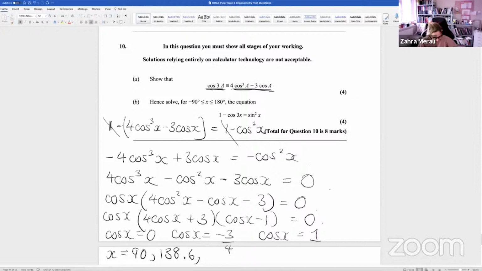138.6. And inverse cos of 1 we know is 0. We also know, because we're going down to minus 90, as well as 90, we're going to get minus 90, and those will be our 4 solutions.